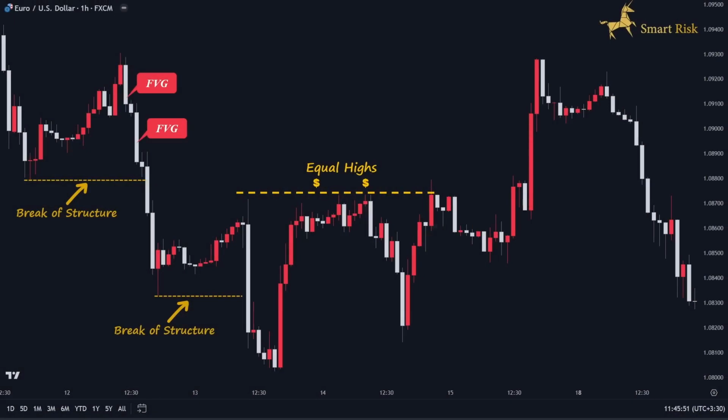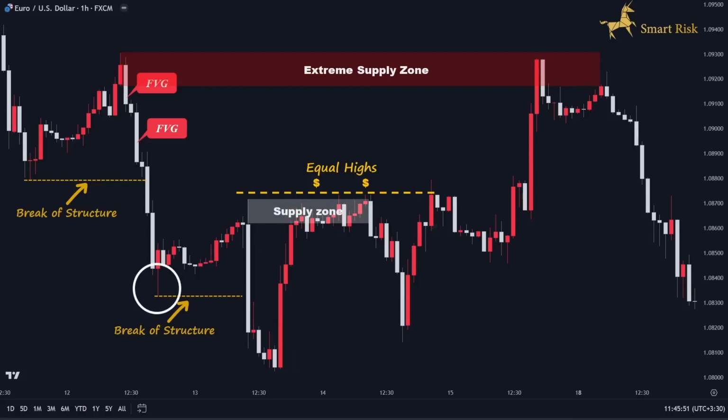If we shift our attention to the top of the chart, we can see that price has broken out of this structure with significant inefficiency and momentum. It has also generated an unmitigated and fresh supply zone at the extreme. Subsequently, after a temporary retracement, the price began to move downward, resulting in a bearish break of structure and the formation of another supply zone.